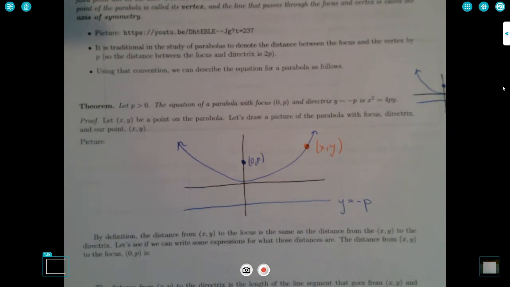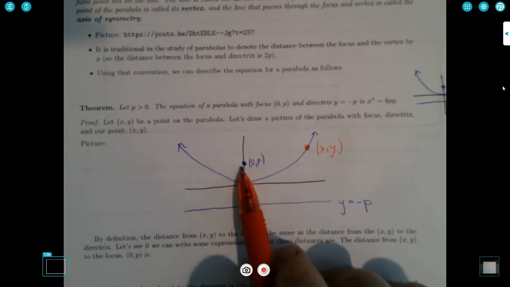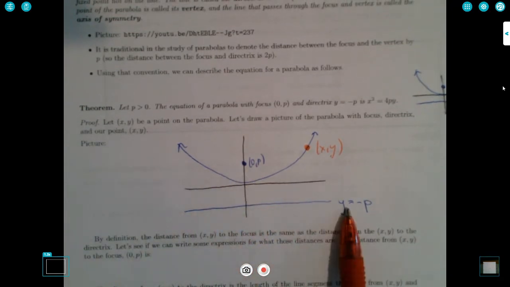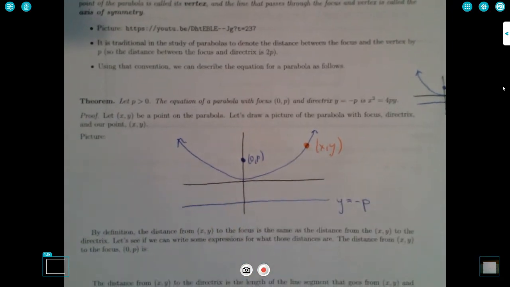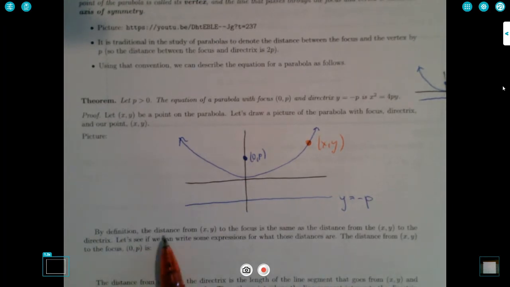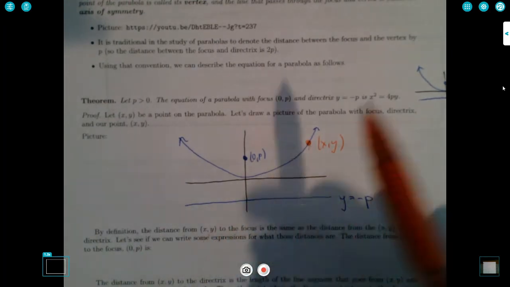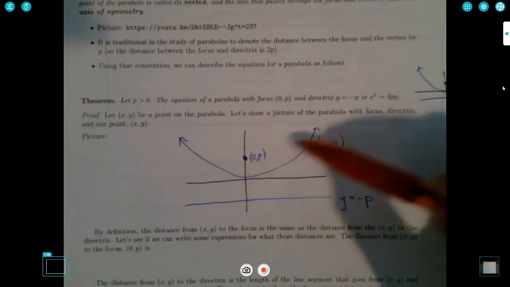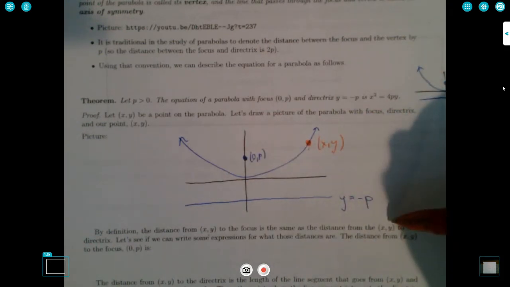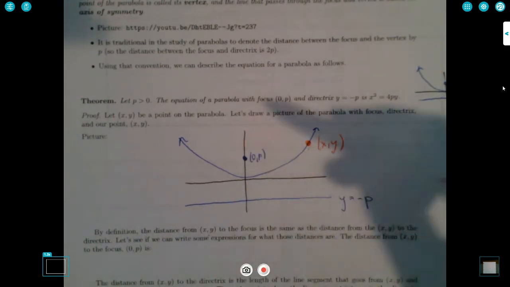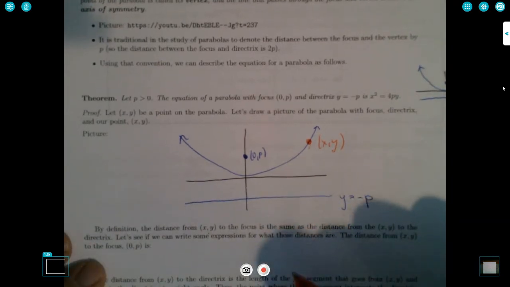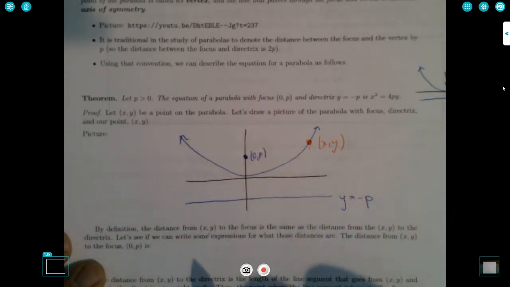And what did I say to label? x, y is a point on the parabola. Let's draw a picture of the parabola with focus, directrix, and our point x, y. Good. Now, by definition, the distance from x, y to the focus is the same as the distance from x, y to the directrix. Okay, that's just by definition, right? That's what a parabola is.